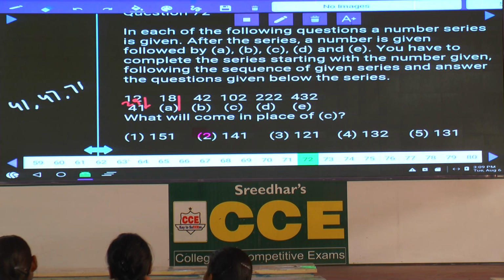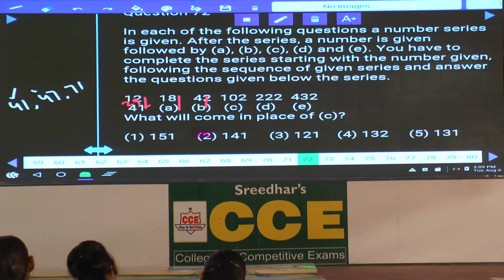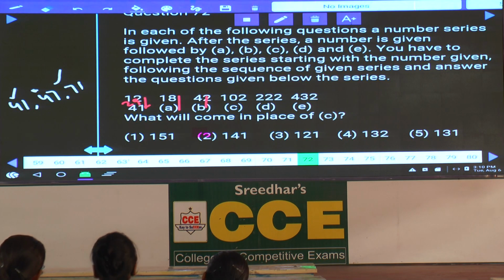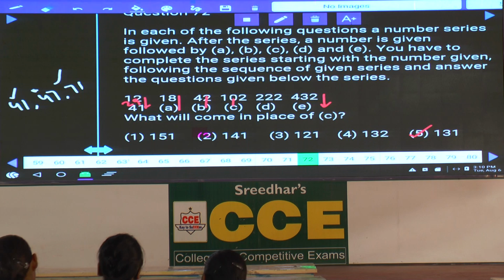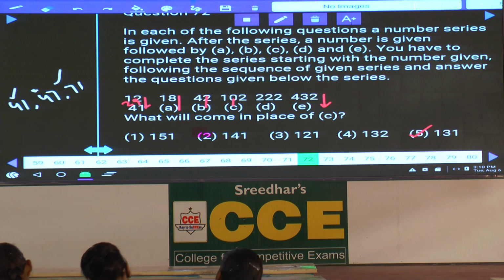In the first case, 12 plus 29, you will have 41. Next one, 42 plus 29, that is 71. And similarly, 102 plus 29, hence we got 131. Then 432. How much should be added? 29 should be added. 432 plus 29 will be 461, which is the answer.